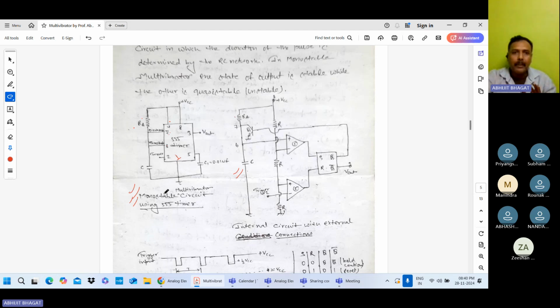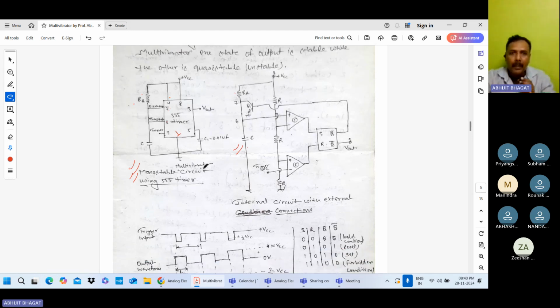So this is the monostable multivibrator circuit using 555 timer, and this is the internal circuit with external connection. So externally we connected the RA and C. One resistor and one capacitor is there, and we are explaining the working by using the internal circuit.